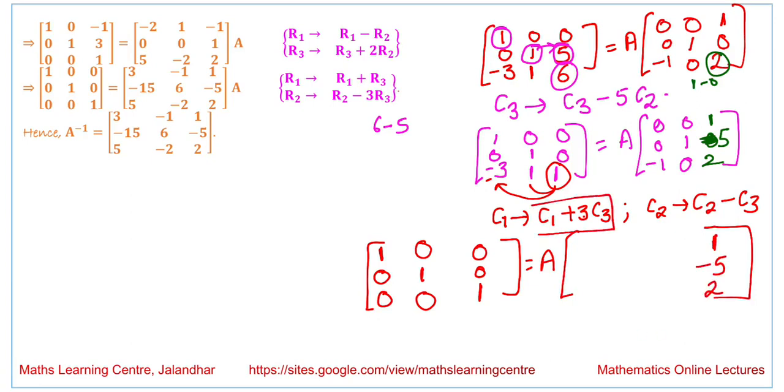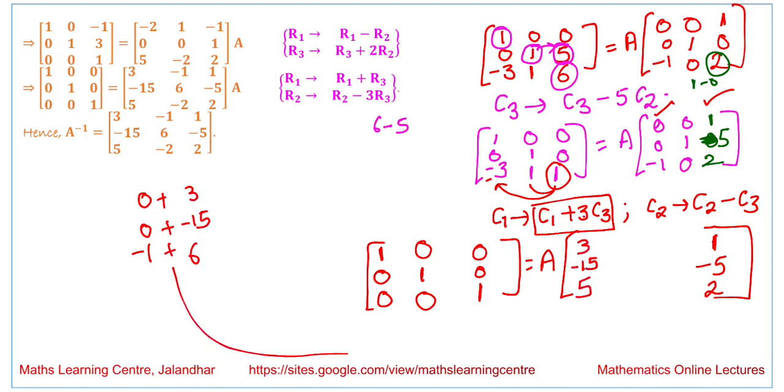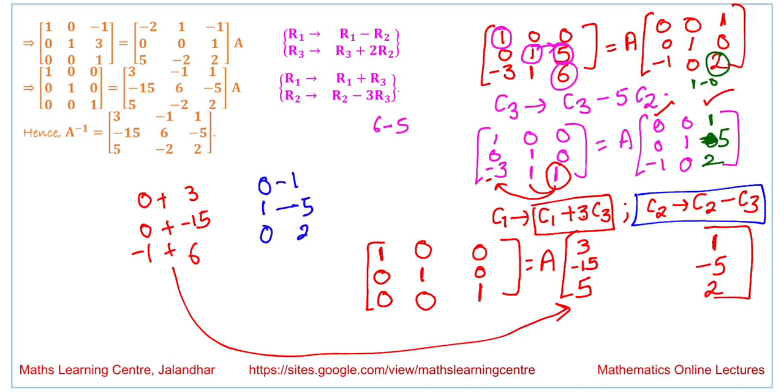Column 1 is column 1 plus 3 times column 3. Column 1 is 0 0 minus 1, 3 times column 3 is 3 minus 15 and 6. When we are adding these values, we will get 3 minus 15 and 5. Next we are talking about column 2. So column 2 is 0 1 0, column 3 is 1 minus 5 and 2. We are subtracting these values. So the answer we are getting is minus 1, 6 and minus 2.